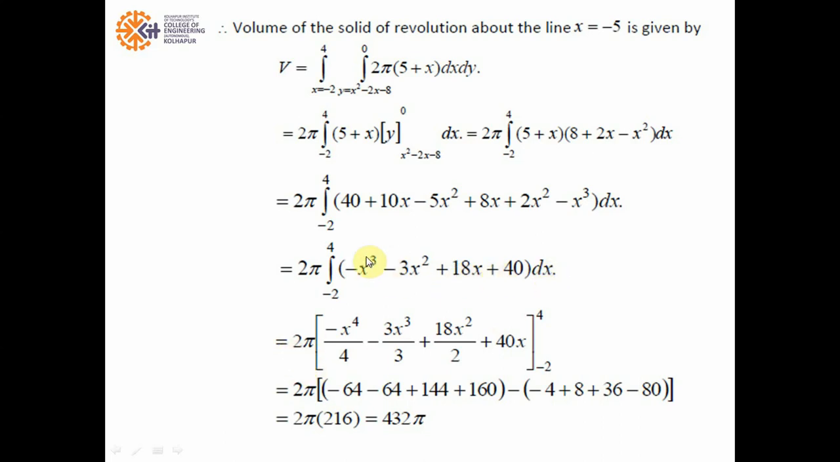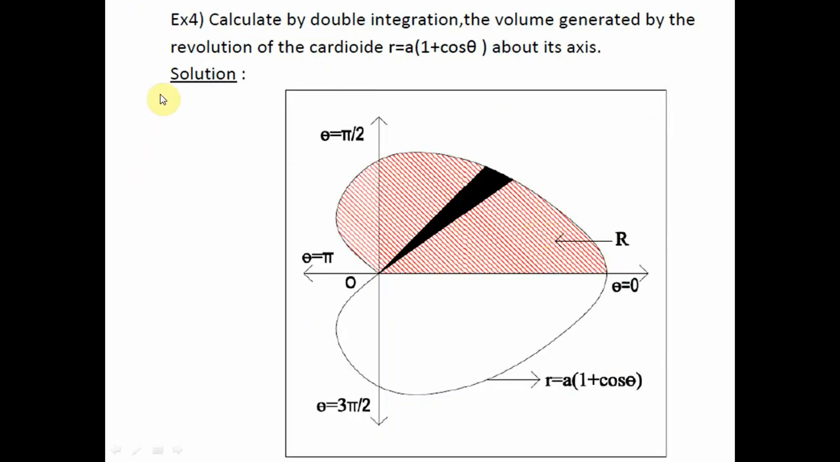In the next step, take the integration of this function with respect to x with upper limit 4 and lower limit -2. So integration of x cube is x to the 4 upon 4, minus integration of x square, x cube upon 3, integration of x, x square upon 2, plus 40 into integration of dx, it is x. Put upper limit 4, lower limit -2. After simplifying the bracket, we get the answer 432 pi. So this is the final answer of the example. Let us consider the fourth example.